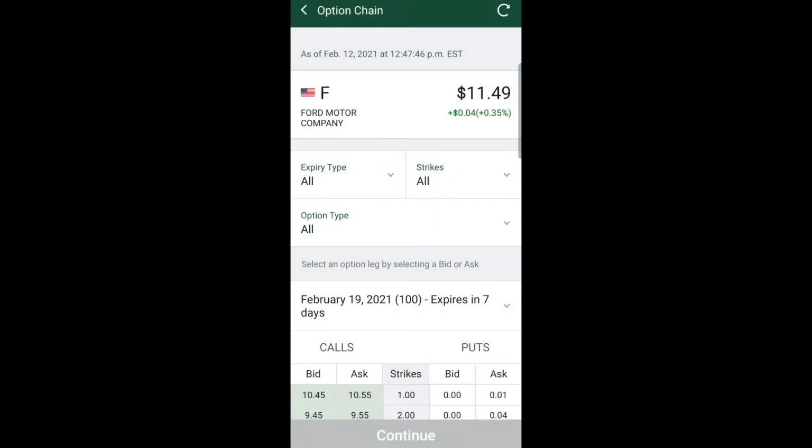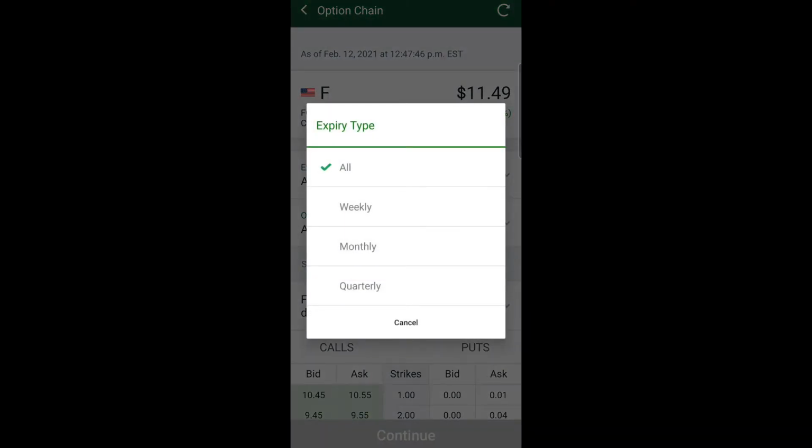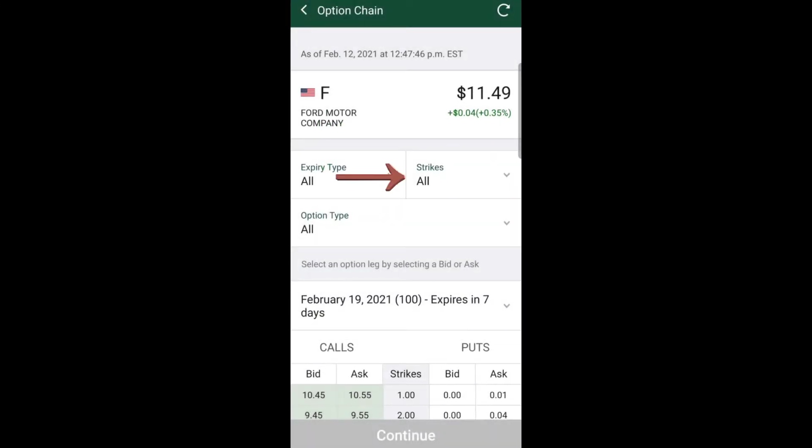Okay, so this is an option chain, and I'm going to use Ford as an example. I'm going to show you all the basics here that you need to know. First of all, here is the expiry type. Ford offers weekly, monthly, and quarterly option contracts. Some companies don't offer all three, so what I like to do is keep it on all just to see everything that's available. Okay, to the right of the expiry type, you see strikes.